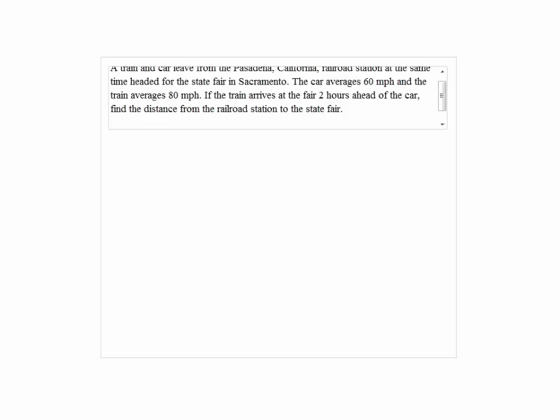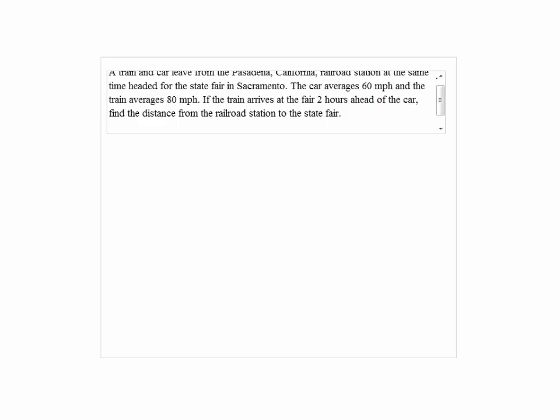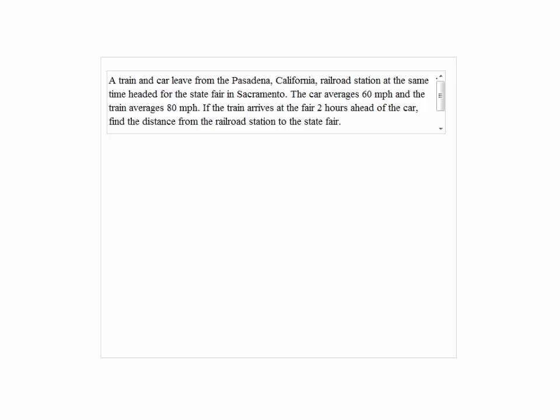A train and car leave from Pasadena, California Railroad Station at the same time, and headed for the State Fair in Sacramento. The car can drive 60 miles per hour, and the train averages 80 miles per hour. If the train arrives at the fair 2 hours ahead of the car, find the distance from the railroad station to the State Fair. So since this is a motion problem, I'm going to draw a chart.